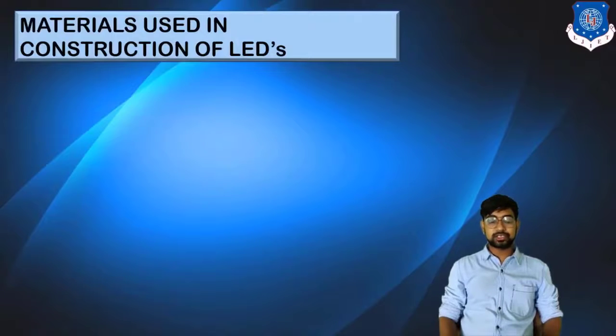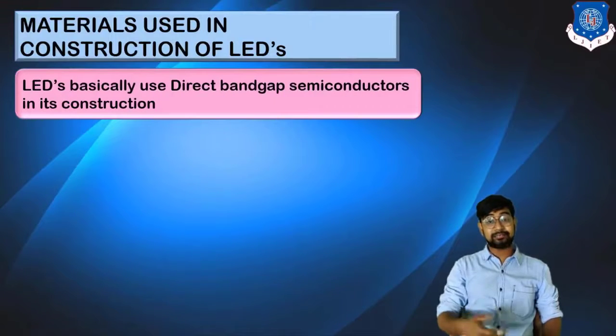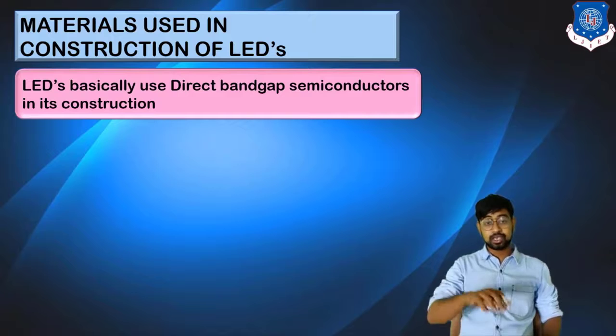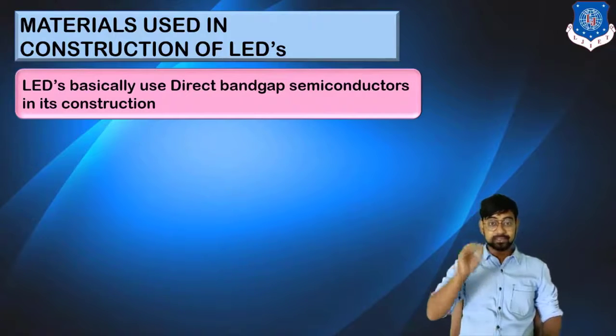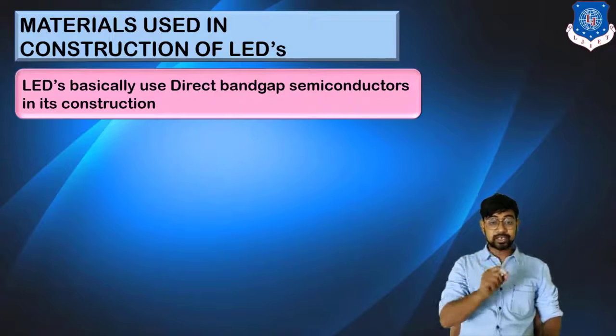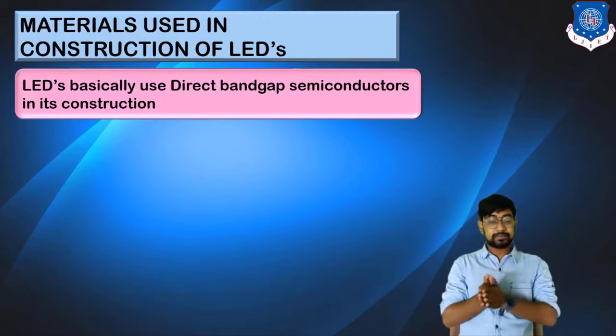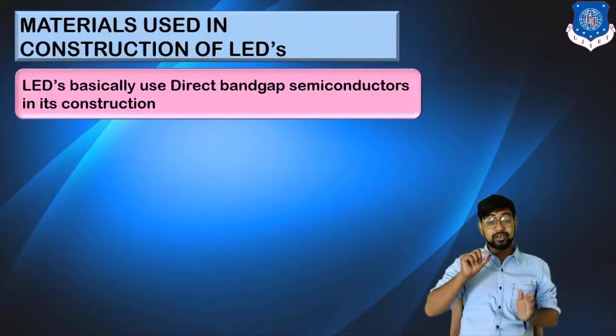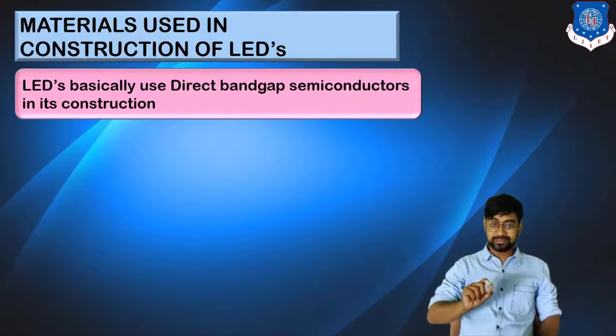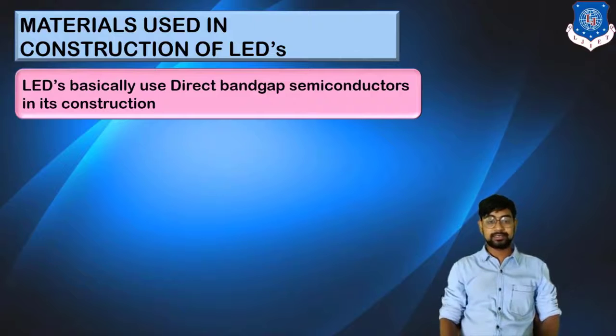Now the material used in the construction of LEDs is basically direct band gap semiconductors. Now what is a direct band gap? You know the E-K diagram we have discussed: the tip of the conduction band and the tip of the valence band have the same momentum, and that is a direct band gap semiconductor. LED is basically that, and we know that in a direct band gap semiconductor we get radiative energy out, and that radiative energy is nothing but light.